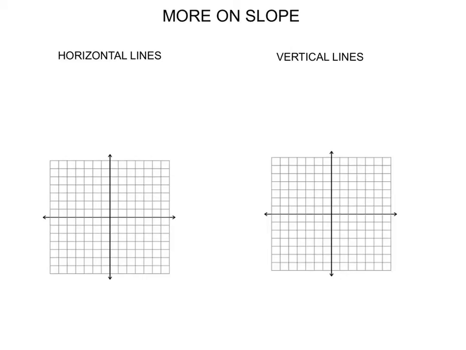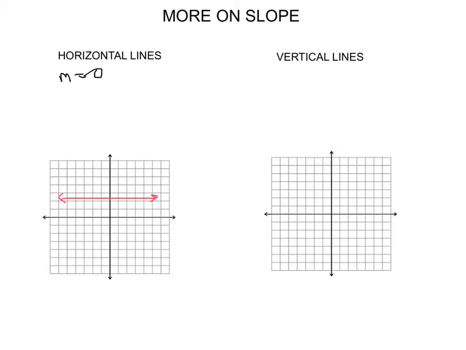Lastly, let's talk about horizontal lines and vertical lines. Now, we said that a horizontal line has slope of m is equal to 0. And the reason for this, if we think about a horizontal line, first of all, there's two ways to think about it. And that is that if you are walking on a straight line, you are walking neither up nor down, and so your slope is 0.